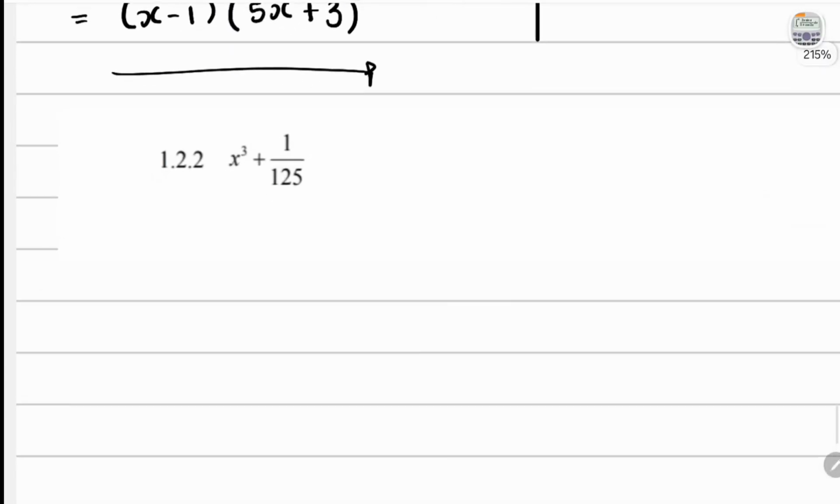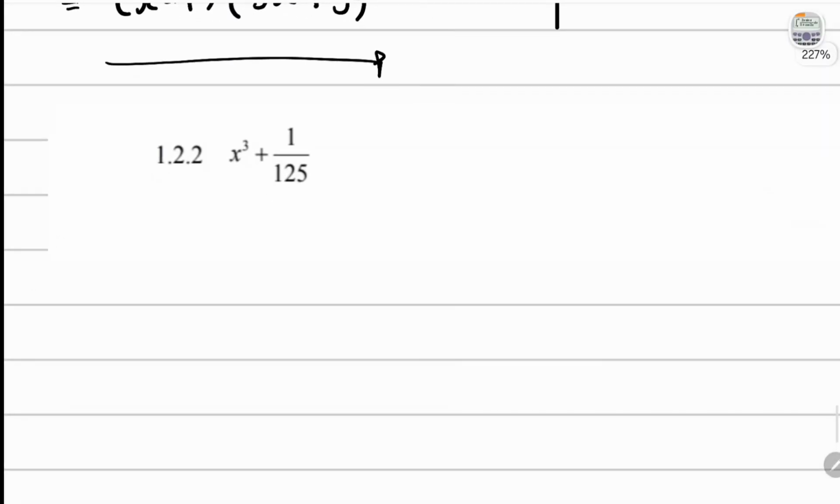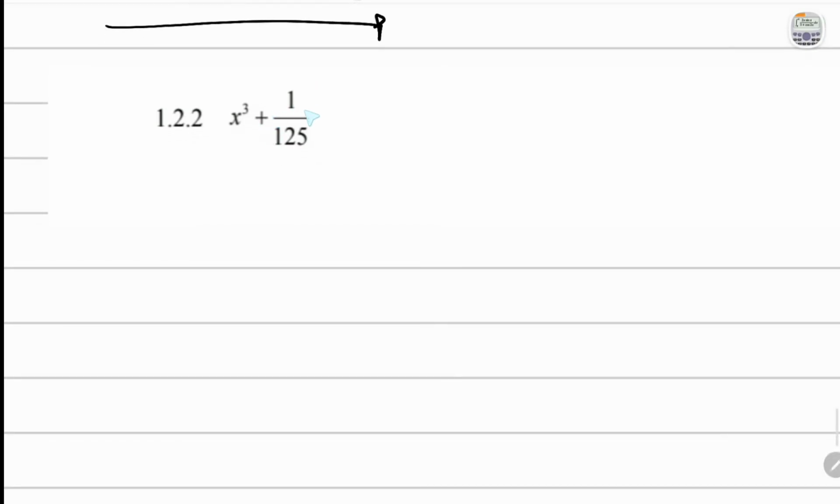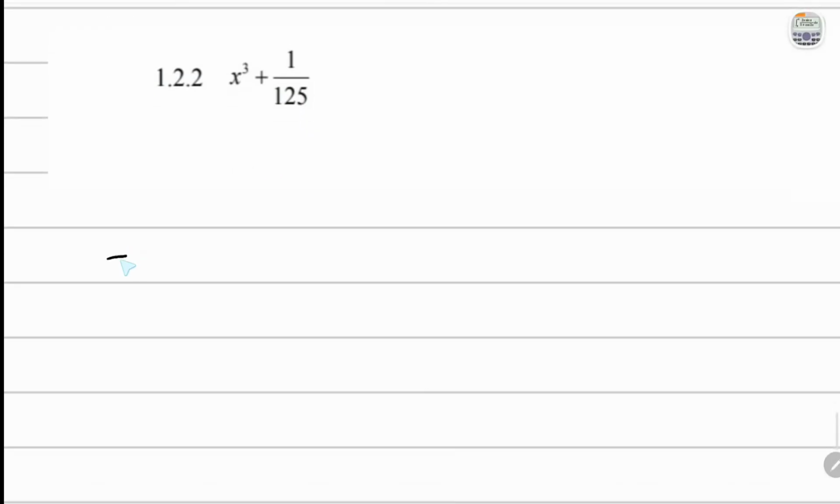Okay, question 1.2.2, the last question for question 1. We have x cubed plus 1 over 125. Looking at the x cubed, you already know this is a type of factorization which has to do with cubes. But do you see that we have a plus sign? So this would be the sum of 2 cubes. How do we factorize that?